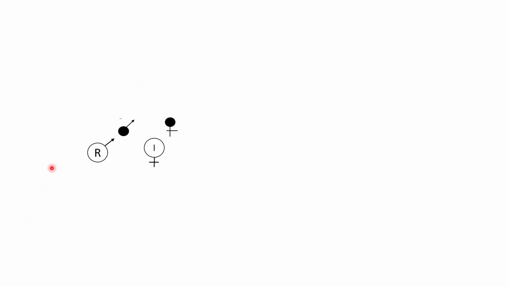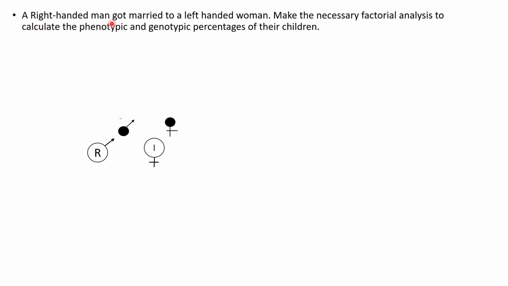The third question is given to us: a right-handed man got married to a left-handed woman, and they are asking us to make the necessary factorial analysis to calculate the phenotypic and genotypic percentage of their children.